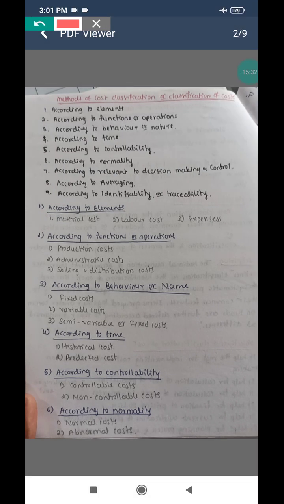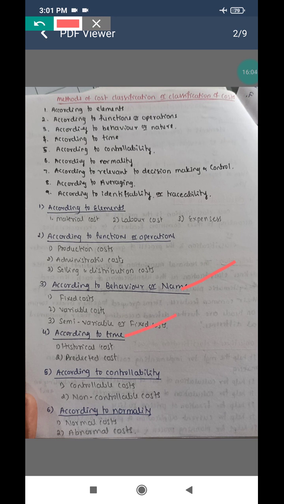So these are the three concepts that come from functions and operations. Then according to the behavior, or name, or maybe nature. Behavior means fixed cost. I told you the cost value should be fixed, and variable cost means the value should change. They have their behavior, they have their nature. Then semi variable or semi fixed cost. Semi variable means it will be fixed, may not be fixed; variable, may not be variable. That is semi variable.